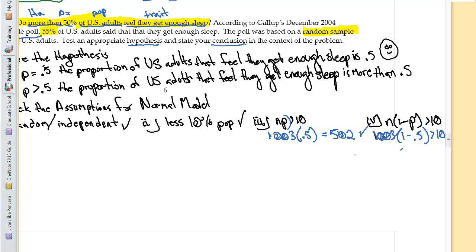Now, 1 minus 0.5 is also 0.5, and so you're going to get 502. You should round this one down, 501. So that's also greater than 10, okay? And so this assumption is also met, and that makes us very happy. Because now the assumptions for our normal model are met. I checked my assumptions, they're going to work.